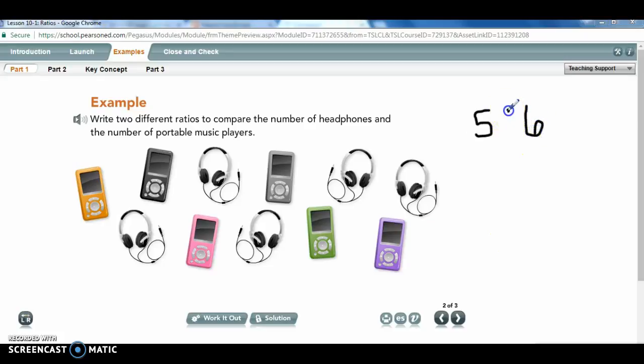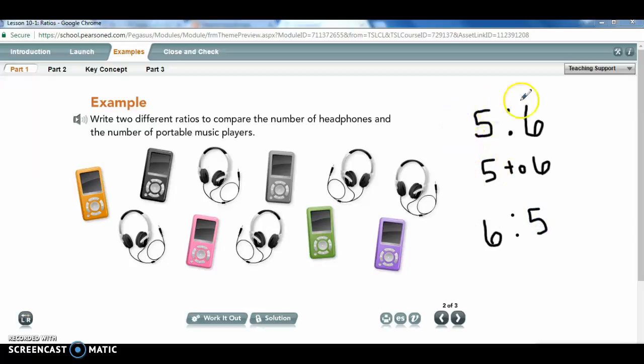So I can write a ratio of 5 to 6. And remember, I can use that colon. I can also write the word, 5 to 6, and have that be accurate as well. Another thing that it wants us to do, because it says write 2 different ratios to compare, is understand that depending on how you read it, you could also write that the ratio is 6 to 5.